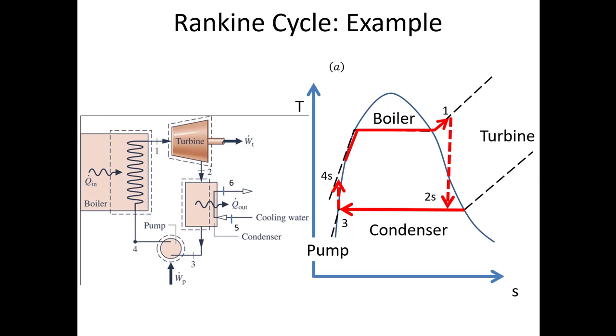Here's what my Rankine cycle looks like as I draw my TS diagram. As I move through the ideal turbine, I move from state 1 to state 2s. That's a vertical line, so the specific entropy stays the same. But when I go through the real turbine, the specific entropy increases, so I move not to 2s, but to 2. The same is true when I move from 3 to 4s. That's a vertical line. And when I move from 3 to the real pump exit, that's 4, then I'm moving to the right because the specific entropy is increasing.